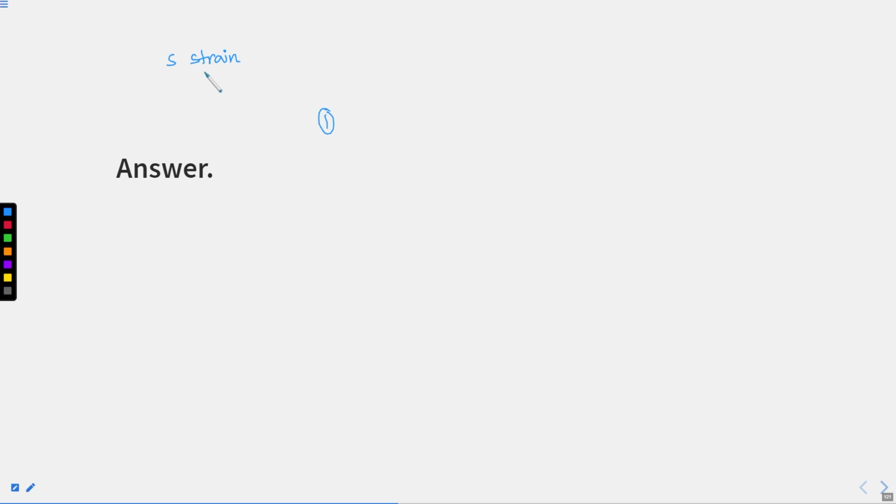Why does it form smooth colonies? Because it has a mucilaginous covering. So this S strain is the virulent strain, which means it can cause disease. And if it causes disease, when injected in mice, the mice will be dead.